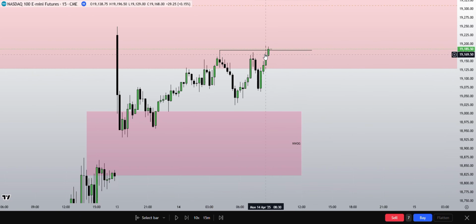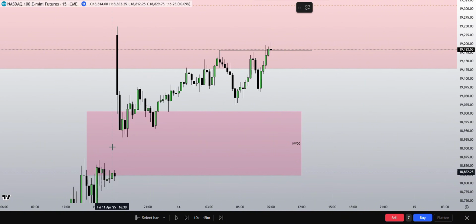And we're heading into the session. I want to see what price does from this point. Does it show a willingness to head lower? We have several lows here that have gone untouched. 1, 2, 3, 4, 5.